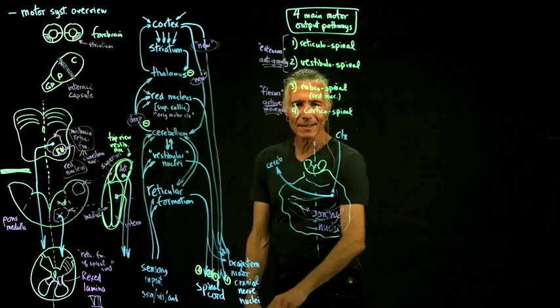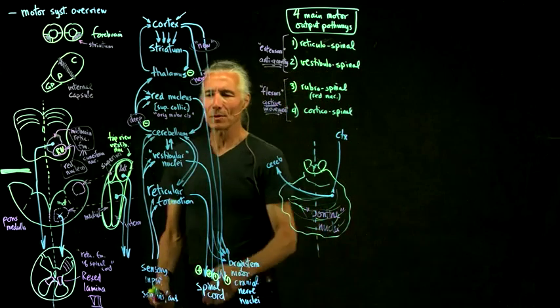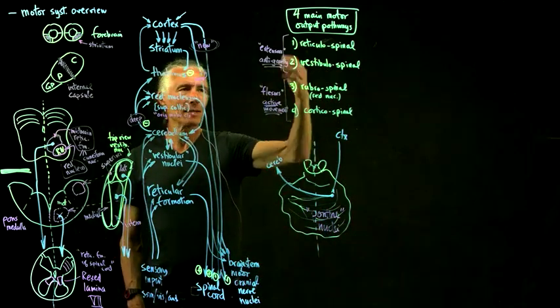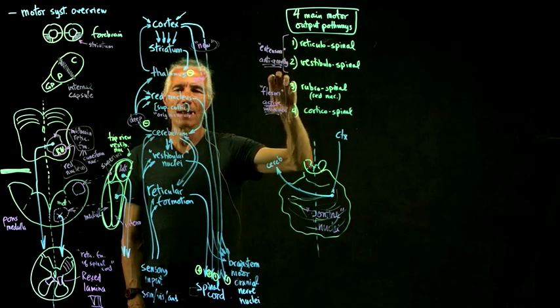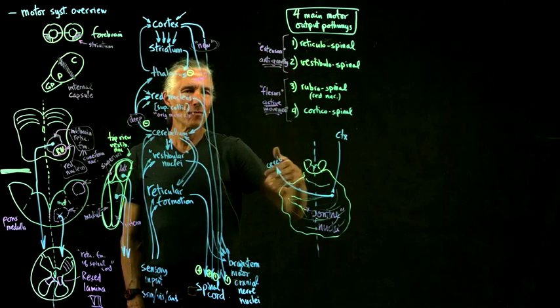Okay, so that's the overall picture of the motor system. So we've got these four major output pathways. They have this functional distinction between them. And then, these are more anti-gravity. These are more active movement kind of things.